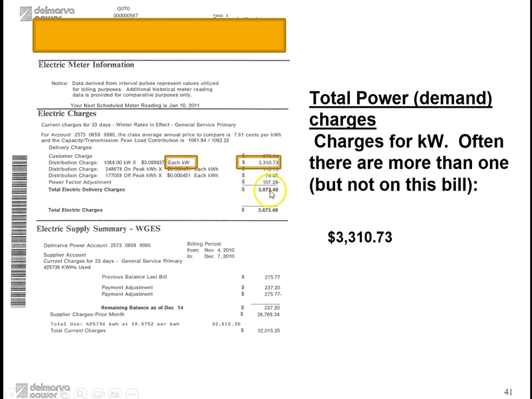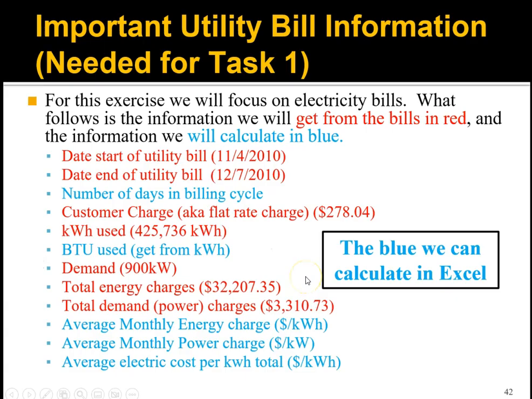And remember, just look very carefully and keep your kilowatt hour, which is energy, and kilowatt, which is power, keep those charges separate. Okay? And so that's what you grab from the utility bill for task 1. And all of these blue ones you will calculate using Excel. And we'll go over that in a little more detail in class.